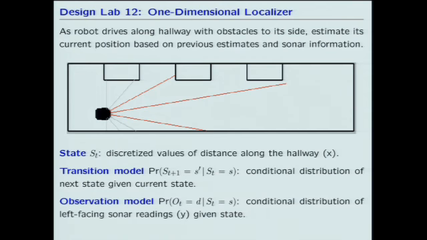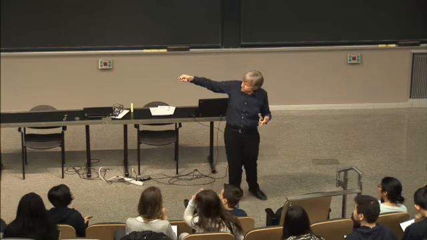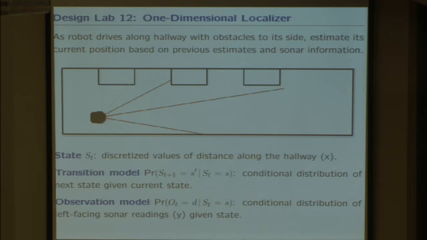The idea for Design Lab 12 is going to be that a robot is pedaling along a corridor with some obstacles off to its left. You don't know where the robot is, but the robot will be able to estimate where it is by the signals that it receives from its left-facing sonars. So this is a very realistic type of state estimation problem.